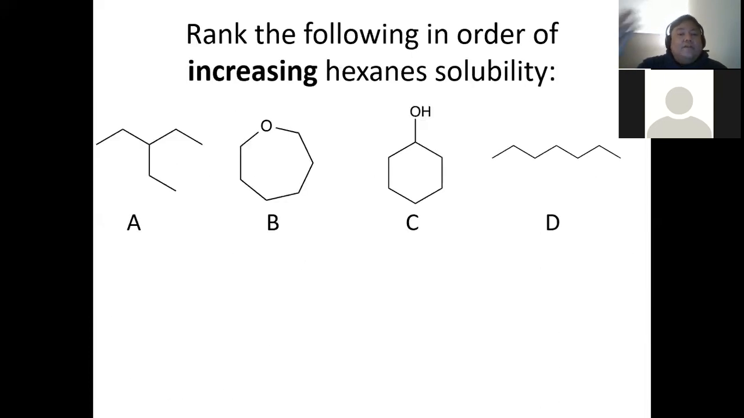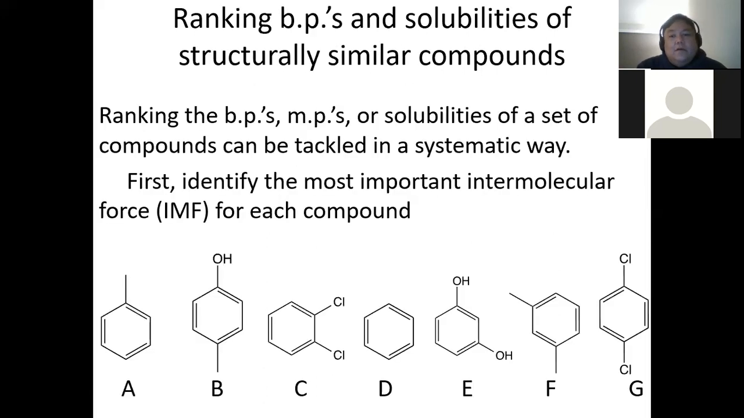So now, which one of these is going to be most like hexane? That's going to be D because it's very similar, right? This is 1, 2, 3, 4, 5, 6, 7. This is heptane. This is pretty much hexane. It's just one carbon longer. It has the same London dispersion. It's going to mix the same way.